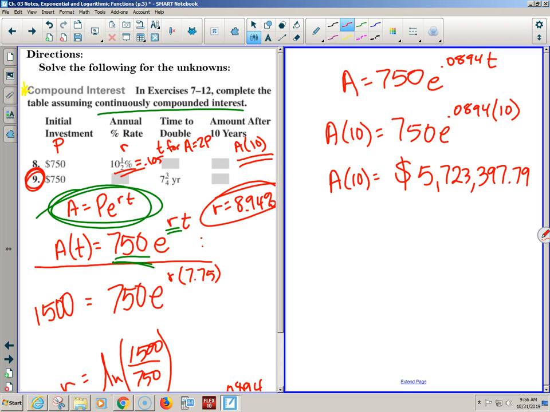5,723,397.792. Round it to the nearest cent. Someone back him up, because that's weird. I'm not saying you're wrong. I don't know if that's right. $750 doesn't usually become $5 million in 10 years. Anybody? What'd you get? That would be so little. That seems to make a lot more sense.